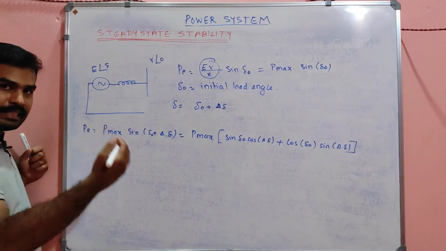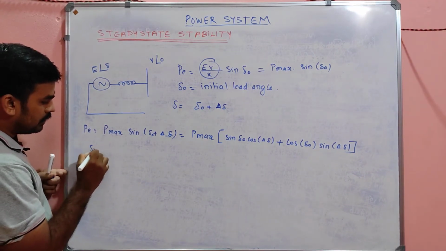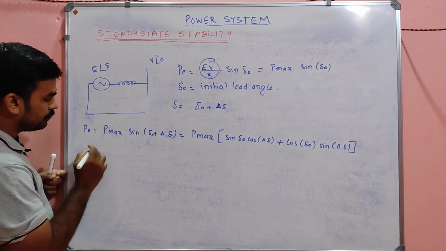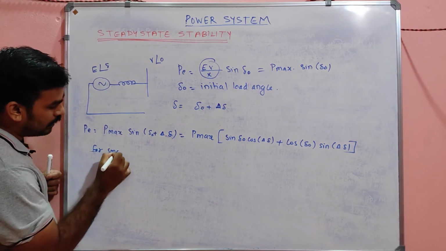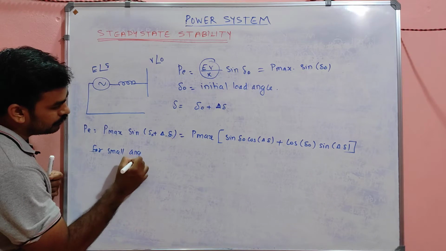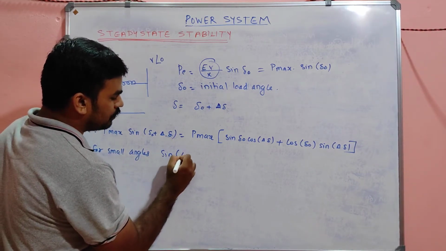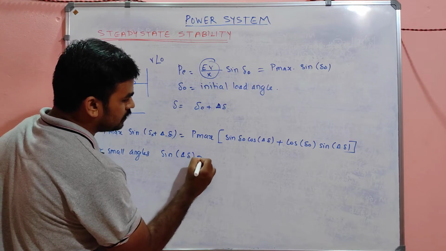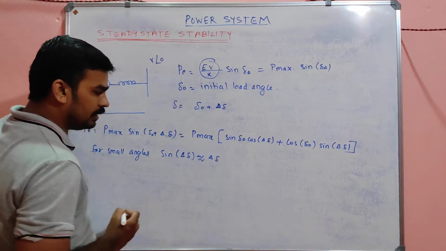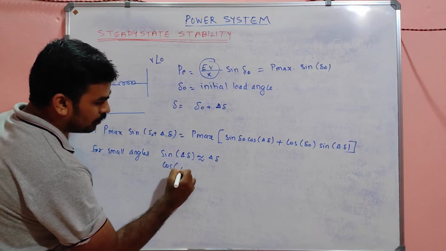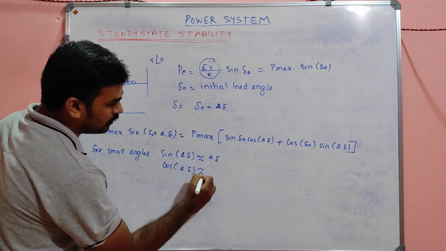By trigonometry, for small angles, I can say that sin of delta del is nearly equal to delta del, and cos of delta del is nearly equal to 1.